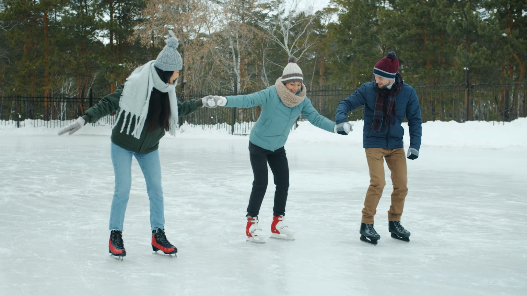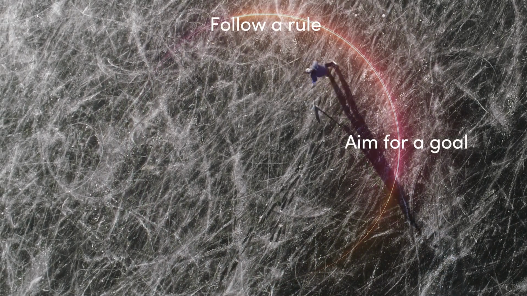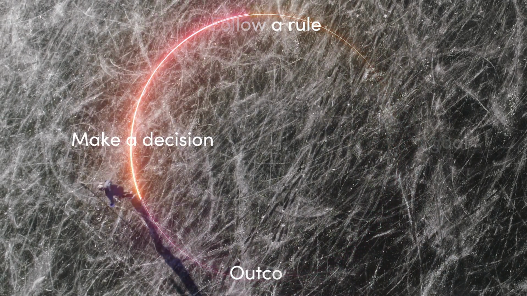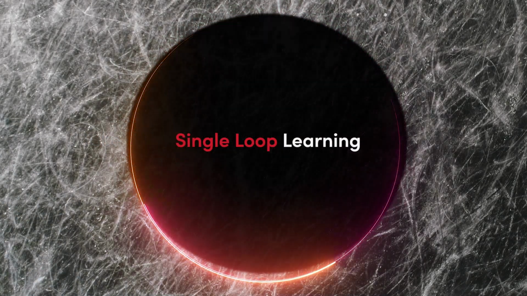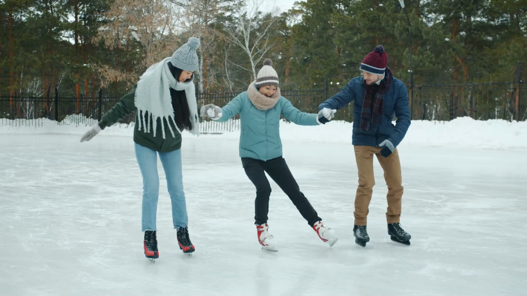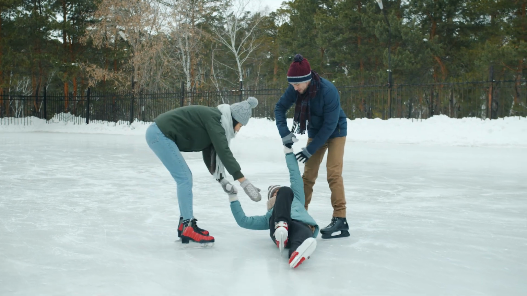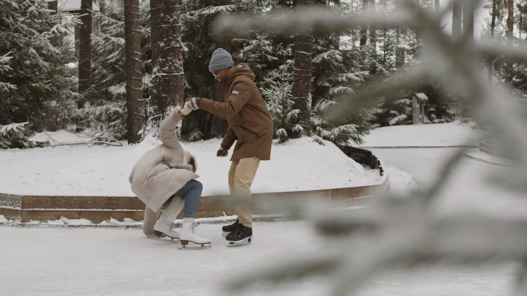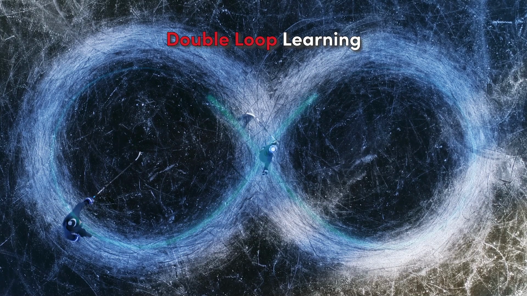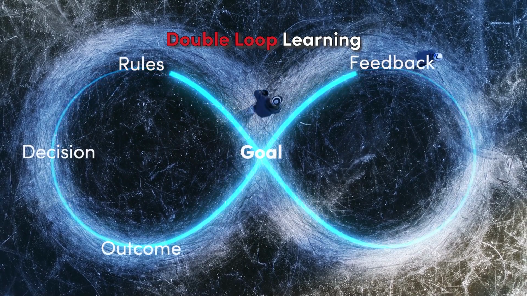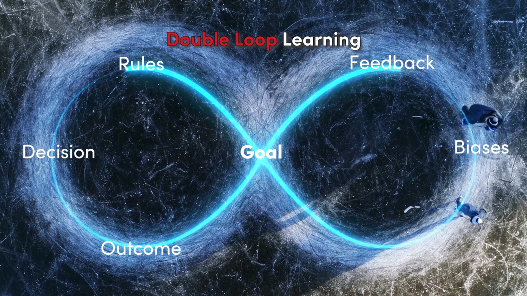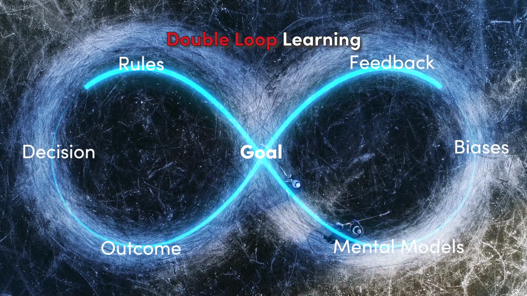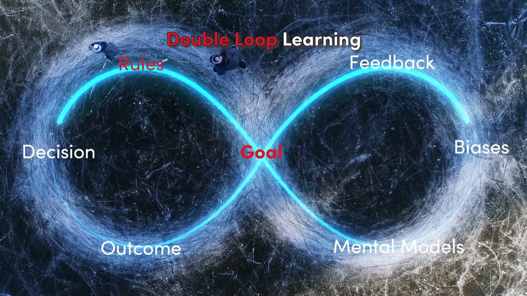Before we get into double loop learning, let's first look at single loop learning. The first time we aim for a goal, follow a rule, or make a decision, we're engaging in single loop learning. This is where many people get stuck and keep making the same mistakes. If we question our approaches and make honest self-assessments, we shift into double loop learning. In this stage, we assess our biases, question our mental models, and look for areas where we can improve.